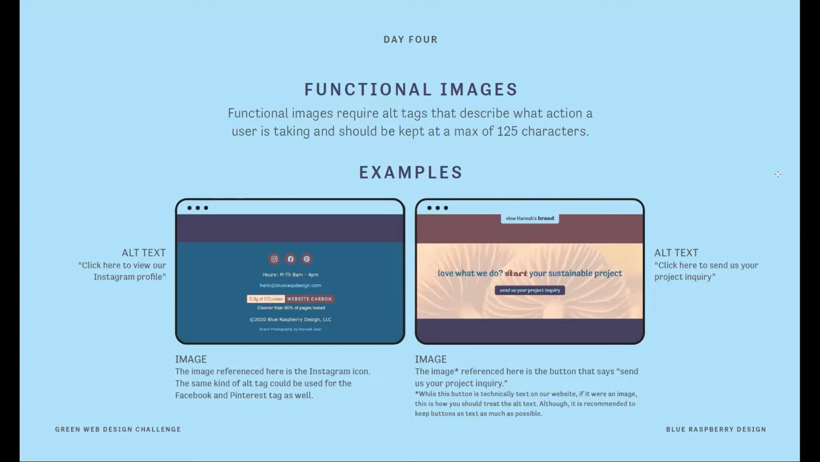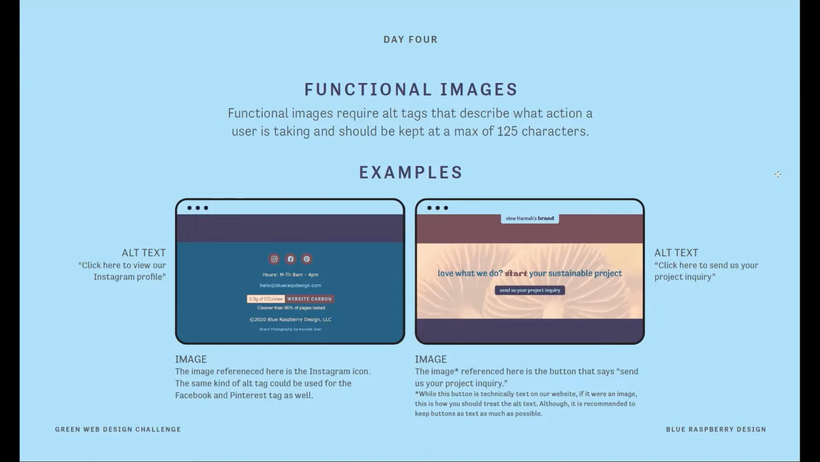So on my website, what I have for these is the icons at the bottom of my website that go to social media. So on the Instagram one, the example of the alt text would be something like, click here to view our Instagram profile, clearly telling the viewer, okay, this is what you're going to do when you click here. It gives them a quick notice of, do you want to continue to click?